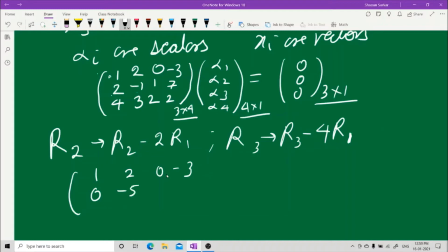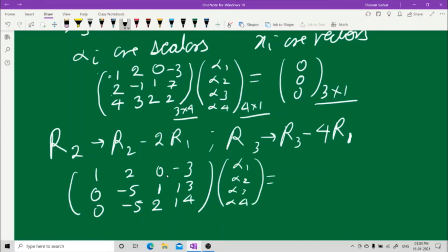Then you have 1 minus 0 is 1. 7 plus 6 now becomes 13. Now you have 4 minus 4 is 0. 3 minus 8 is minus 5. And then you have 2 minus 0 is 2. Then 2 plus 12, that is 14. Here you will have alpha 1, alpha 2, alpha 3, alpha 4, and then you will have 0, 0, 0.